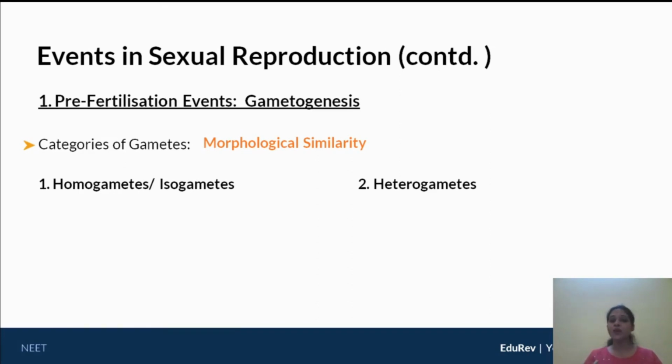So homogametes or isogametes are those that are morphologically very, very similar to each other, to such an extent that you cannot even tell which one is female and which one is male. However, with heterogametes, the word hetero tells you different, which means there is no proper morphological similarity, so you are able to distinguish between the male and the female.